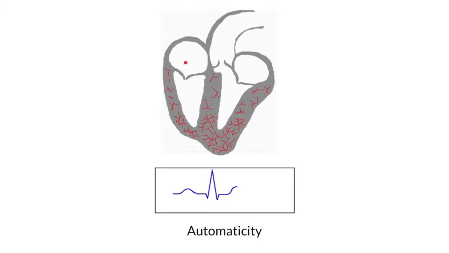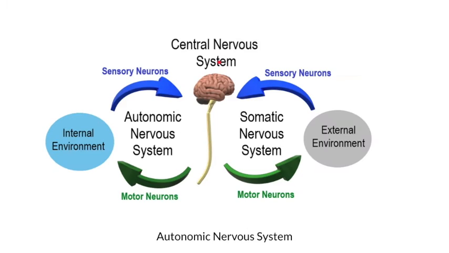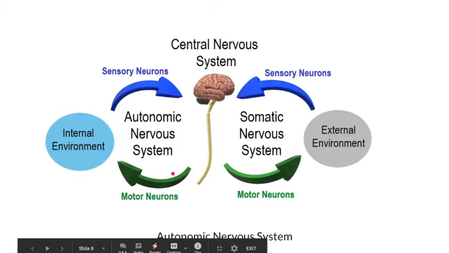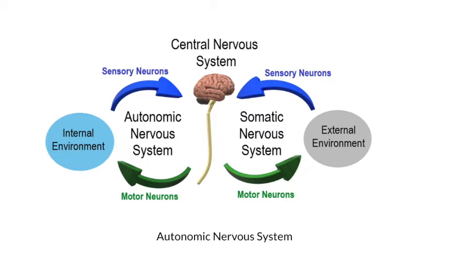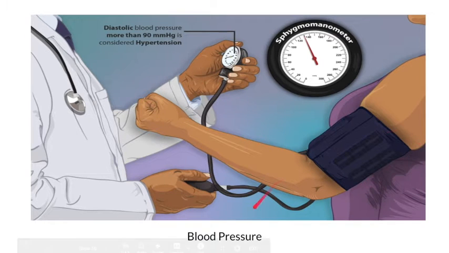Automaticity of heart. This is the ability of the heart to generate and conduct electrical impulses on its own. Autonomic nervous system, which is a part of the nervous system. This is the division of the peripheral nerves that controls involuntary and voluntary muscles in our body. Bladder. Bladder is a round sac-like organ of the renal system, which is used as a reservoir for urine.